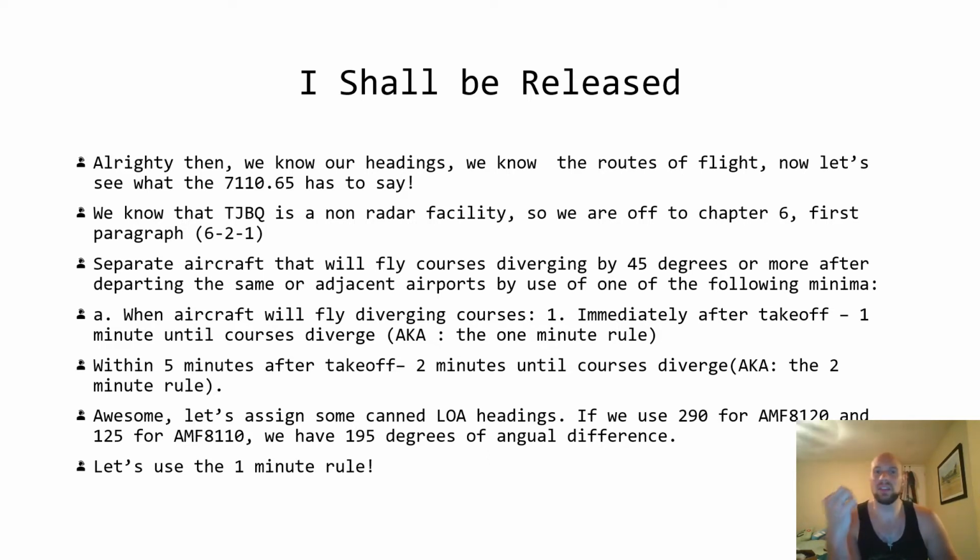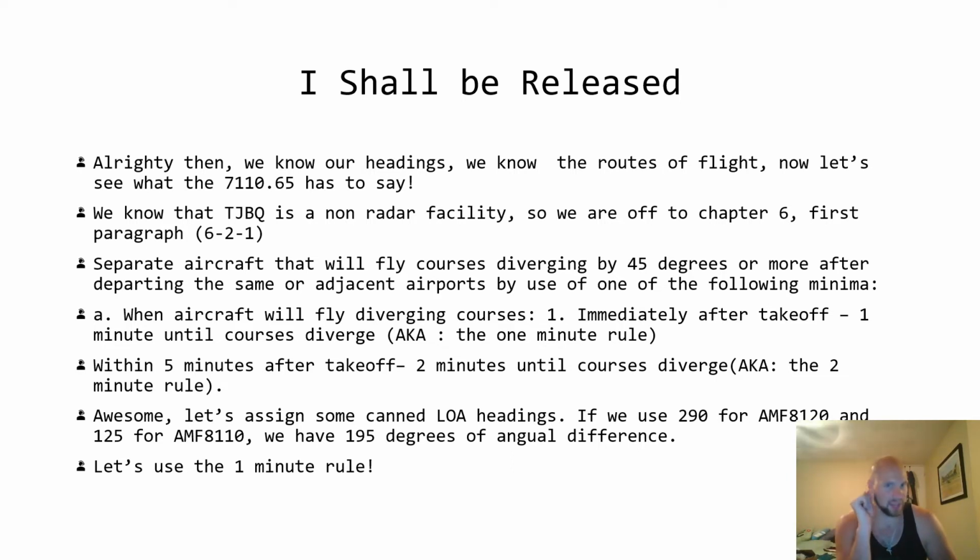We know that the Borinquen is a non-radar facility, right? We would call it a VFR tower, however you want to classify that. They do not have radar, right? So we are off Chapter 6, right? So here we go, like Hansel and Gretel. First paragraph, 6-2-1. Separate aircraft that will fly courses diverging by 45 degrees or more after departing the same or adjacent airports by use of the following minima.